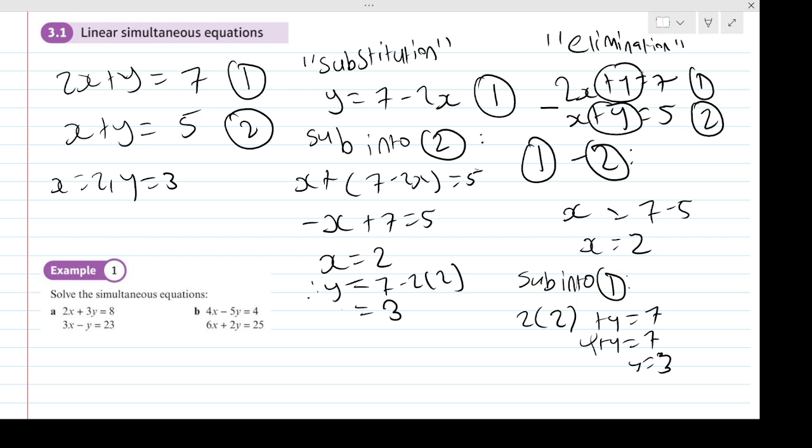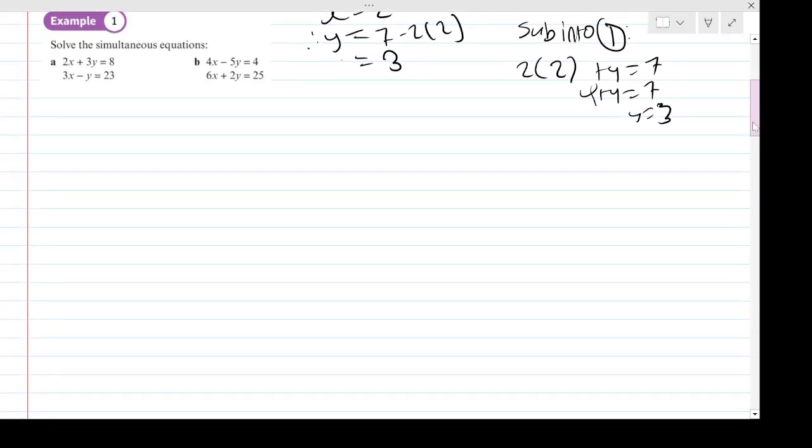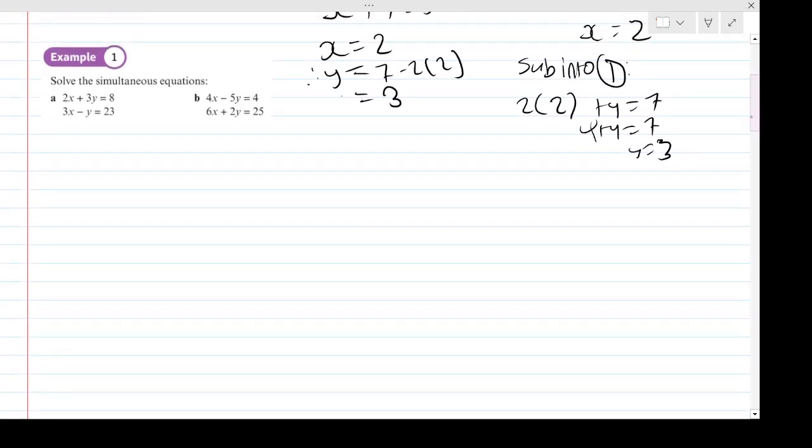So you want to make the coefficients match, right? Because we have plus y and plus y on the two equations, we can just take them away such that y minus y gets rid of the y's. Okay, so that's a brief overview. So let's have a look at some examples then, right? I'm going to get rid of this now.